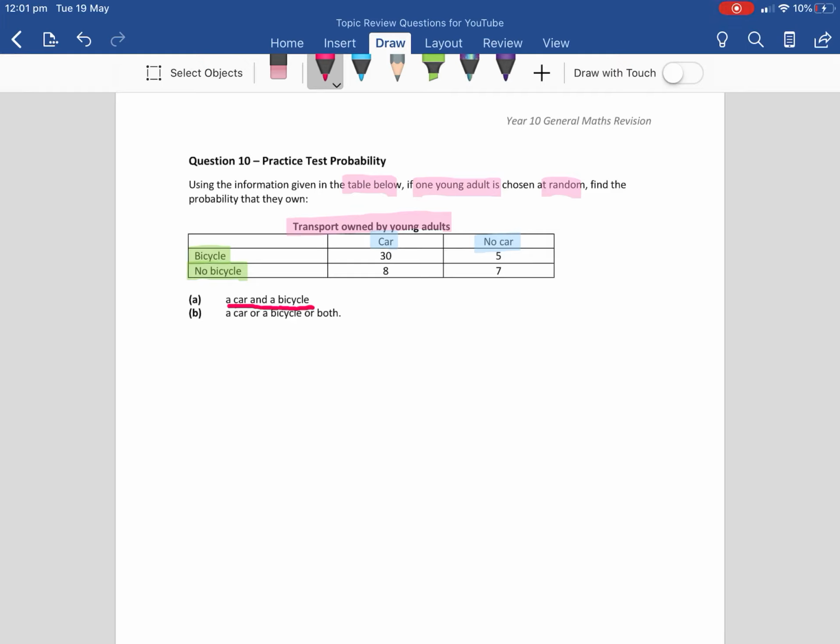So they have both. Okay, so we want to look at this column here because they have a car. And we want to look at this row because they also have a bicycle. So what number did these ones match up? Here, the 30. Okay. So for A, the probability of a car and a bicycle, remember that upside down U means intersection. So the probability that they have a car and a bicycle is 30. Okay, because we found that number.